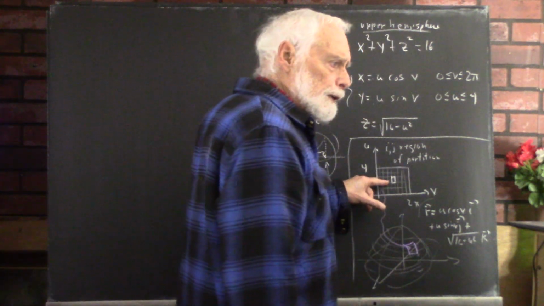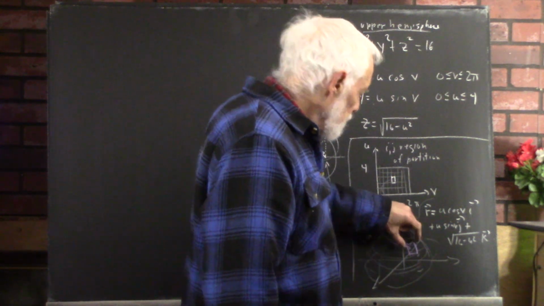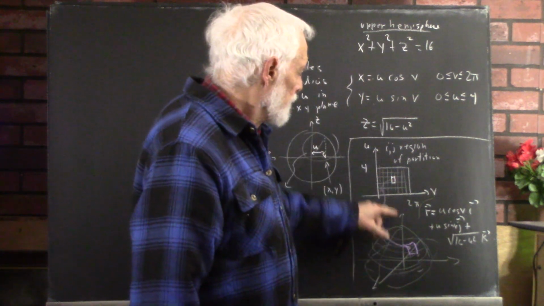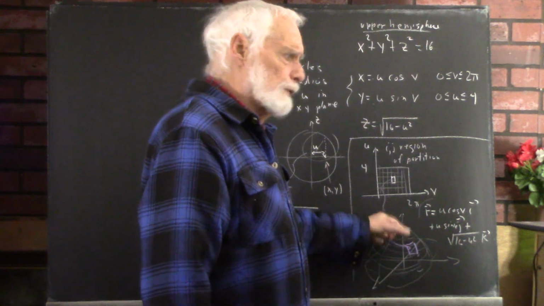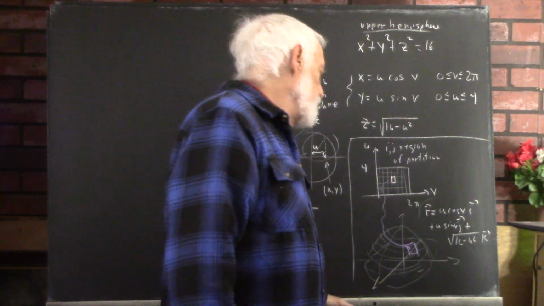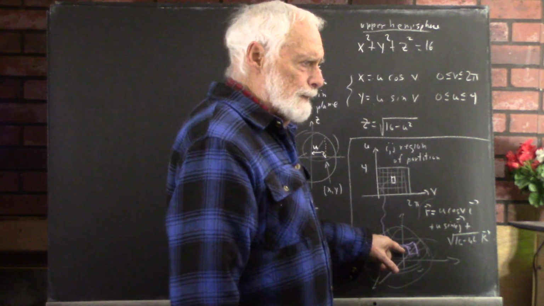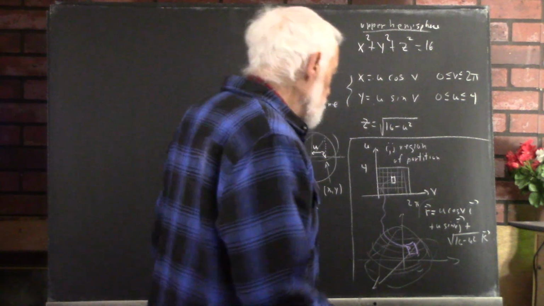Well, if this is a tiny region, these little arcs that form the boundaries of the region to which this rectangle maps are very approximately straight lines, and if this is small, they make a parallelogram. So this is going to be a parallelogram.